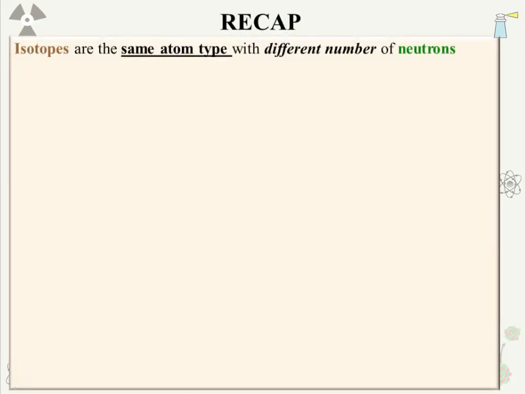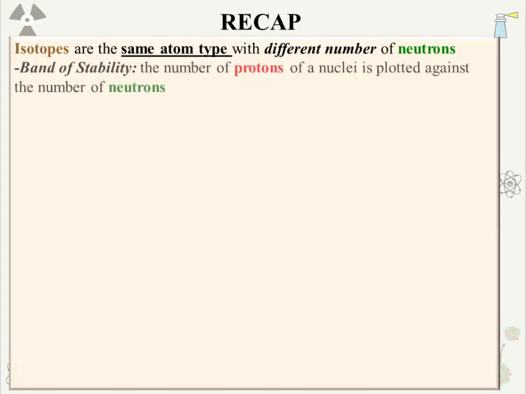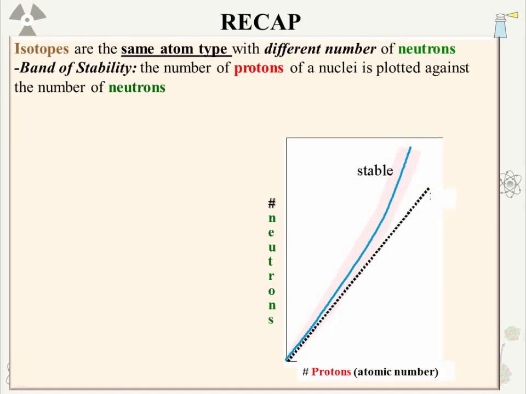Recapping the lecture. Isotopes are the same atom type with different number of neutrons. The band of stability comes out when the number of protons in a nuclei is plotted against the number of neutrons. Some combinations of protons and neutrons destabilize the nucleus. At low atomic number, the stability is where the number of protons is approximately equal to the number of neutrons.